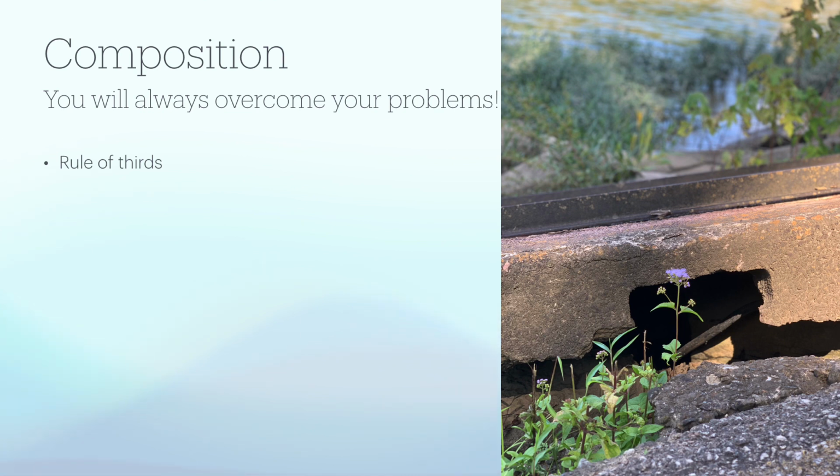First and foremost, for composition, this is the photo called "You Will Always Overcome Your Problems." Why I said that is because we have a single purple flower right in the middle of this photo, and it is alone, and behind the flower is a barrier, so the flower looks like it overcame the barrier, and it relates to our life, that we will overcome our problems eventually. So for this photo, I used the rule of thirds.